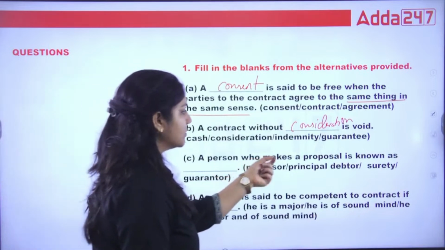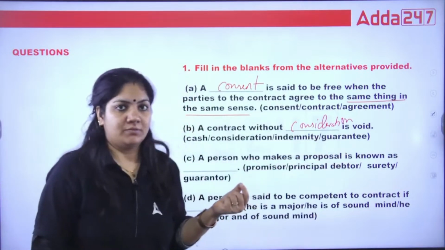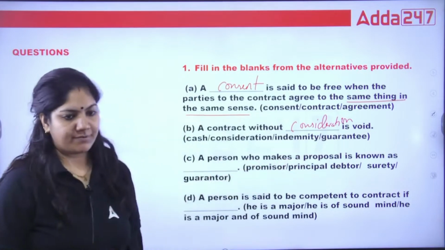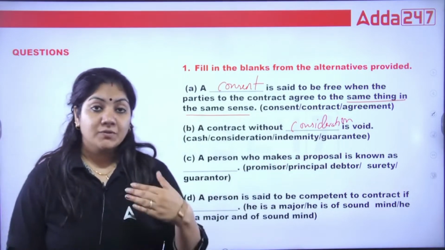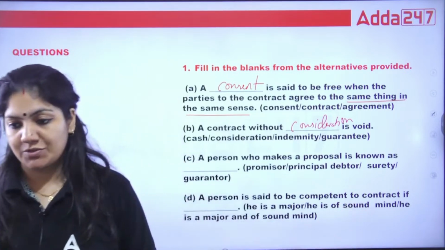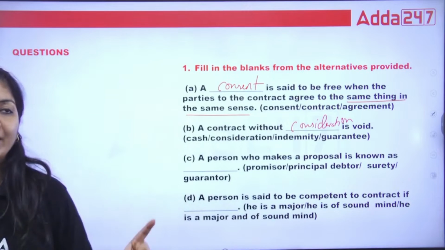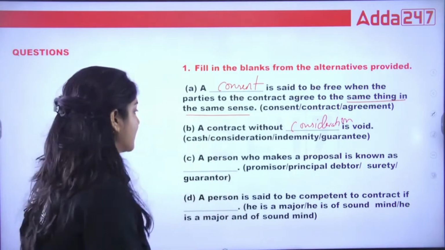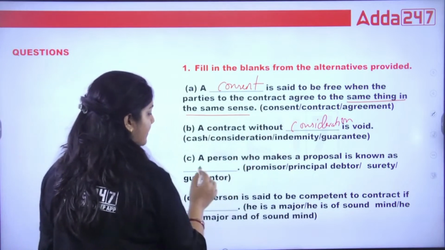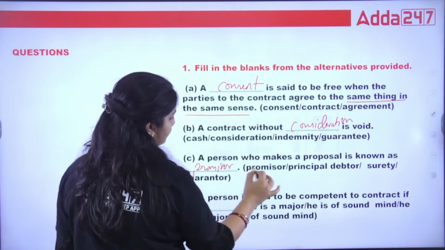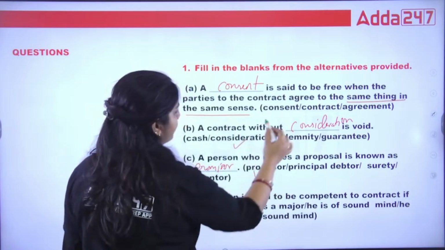A person who makes a proposal. What is this? Promisor, principal, debtor, surety or guarantor. You have to give me the answer. I'm just telling you the way to learn the questions, and this is a quick, complete revision of the Indian Contract Act. So class, a person who makes a proposal is called the promisor. So this is the right answer.